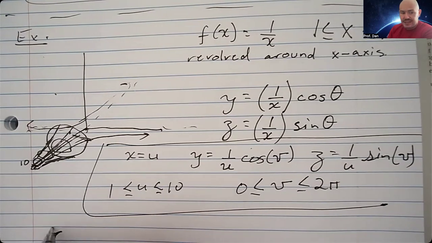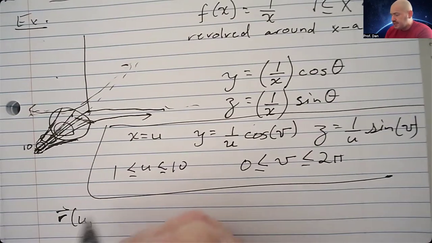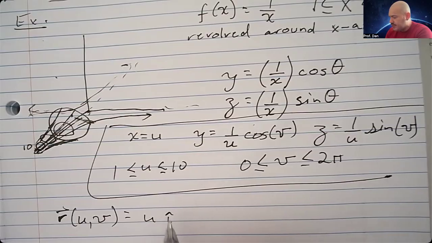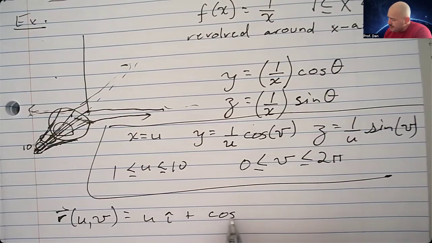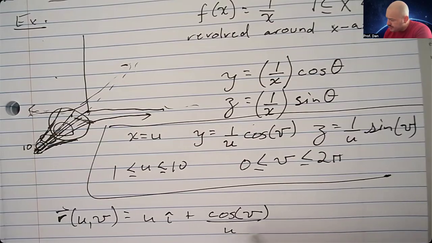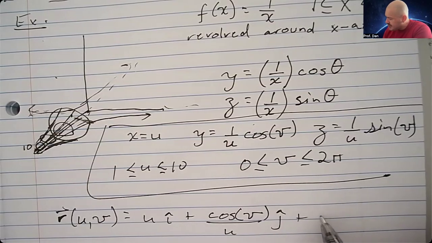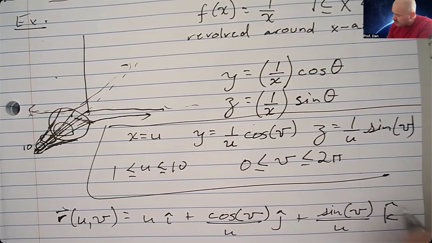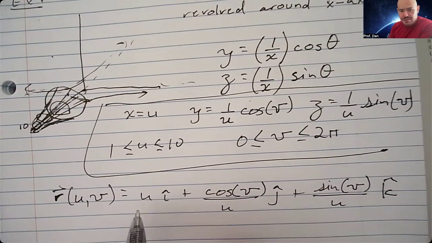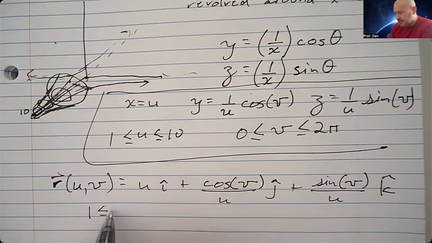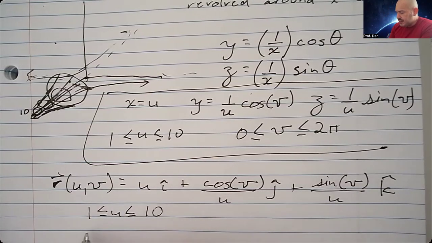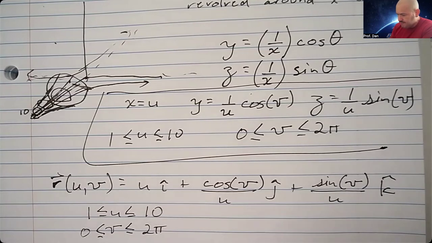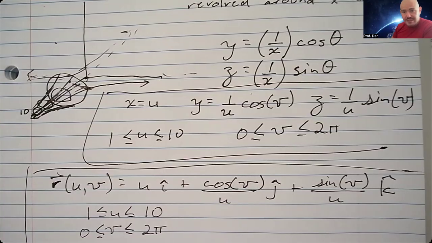Remember, you could also write that as a vector valued function, r of u and v equal to u i plus cosine of v over u j plus sine of v over u k, with the same restrictions on the parameters u and v. So u is between 1 and 10, and v is between 0 and 2 pi. So that's an alternative way of writing that same parameterization.